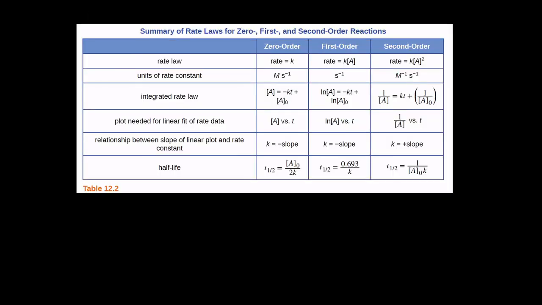Alright, so here we just have a nice little table for you to reference as you're working through the homework. It gives you the rate law for 0, 1st, and 2nd orders. It gives you the units that the rate constant is going to have in each of those cases. It gives you the integrated rate laws, what you need to plot those integrated rate laws. It tells you what the relationship is between the slopes of those plots and k. And then it also gives you the half-life. So it's a nice little table to keep handy as you're working through stuff.